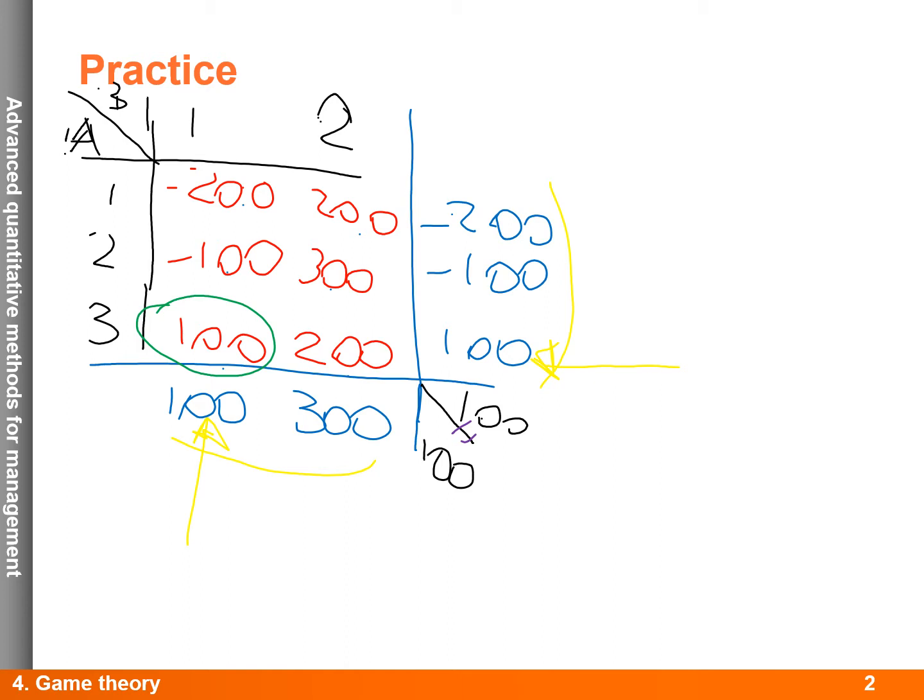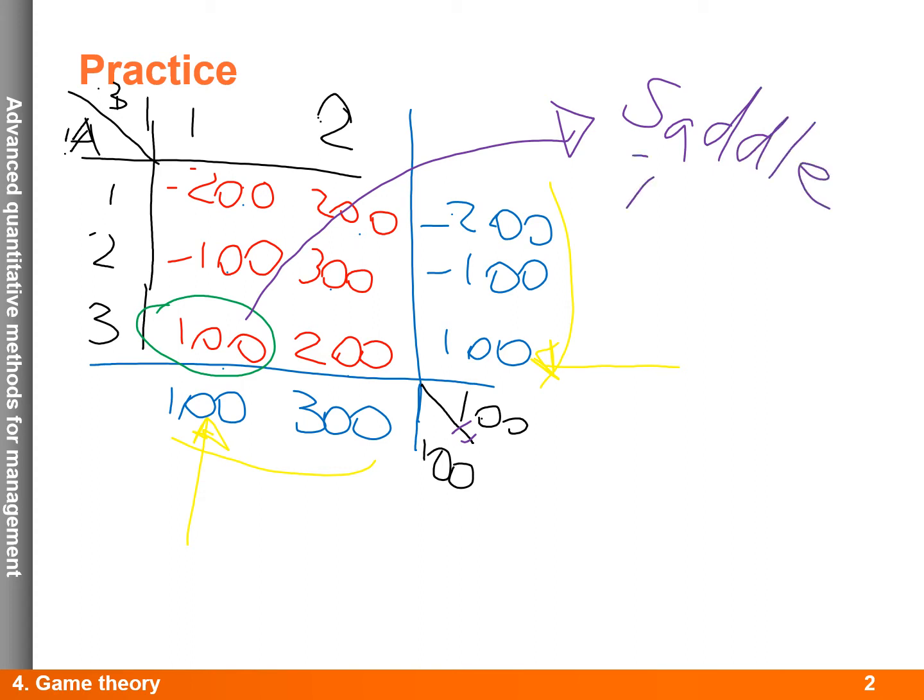As you see here, guys, the minimax and maximin are equal, 100 and 100. If this equality happens, this point is our saddle point. So in a general form, we say that this game has a pure strategy, and the value of the game is 100. It means that player A wins 100 and player 2 loses 100.